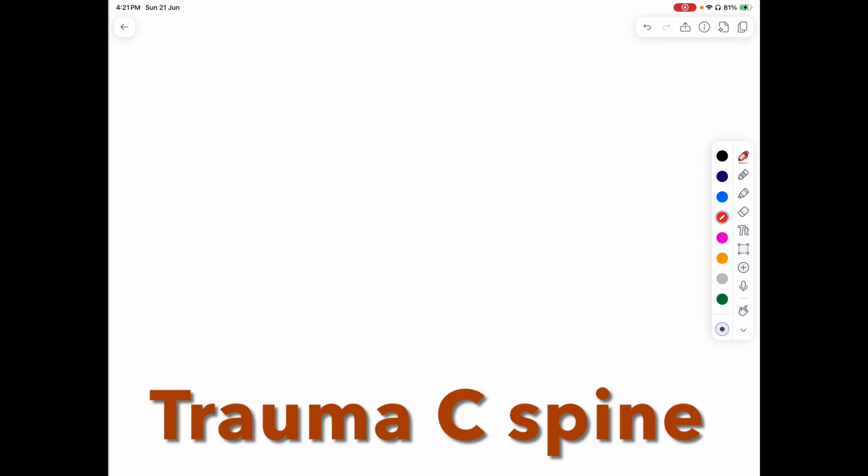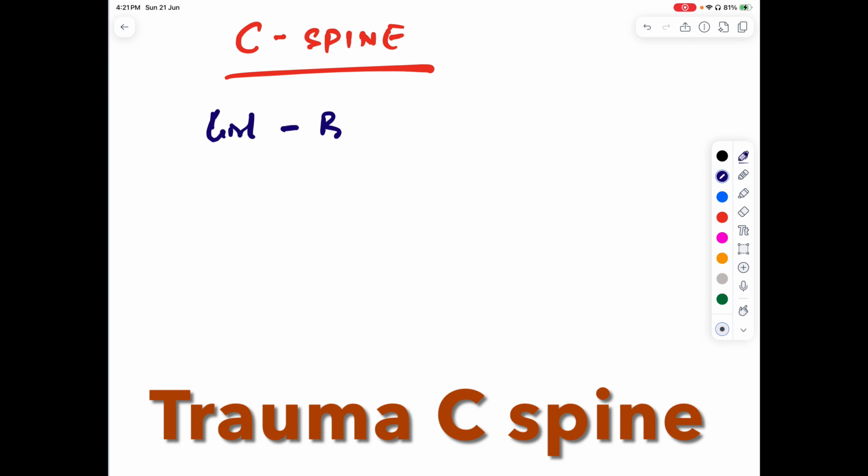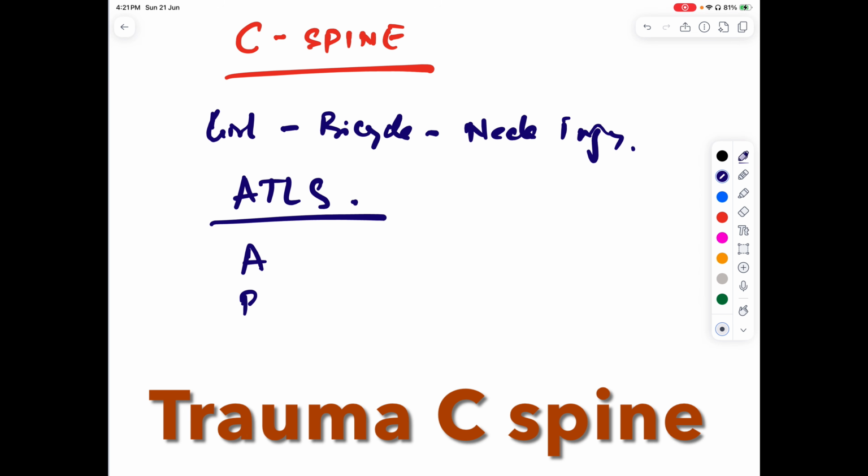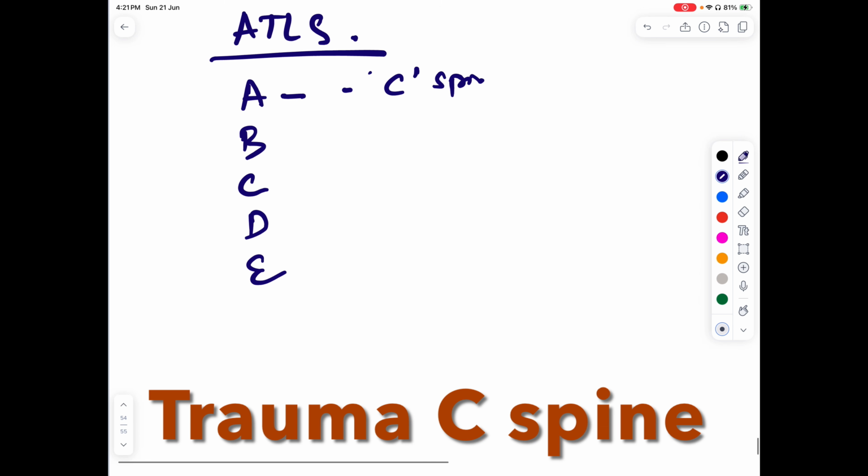If you are suspecting another injury, of the cervical spine, the important things you need to note: a girl falls from a bicycle with neck injury, this will be a stem. Such a stem is there, and you have to think of neck injury. Again, you have to start with ATLS, A, B, C, D, E: airway plus cervical spine stabilization. This is more important here.